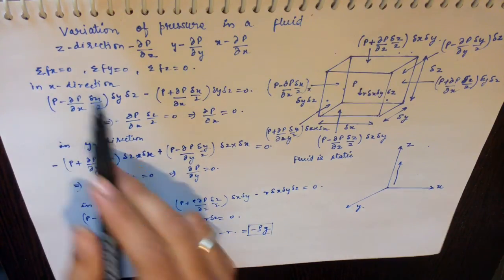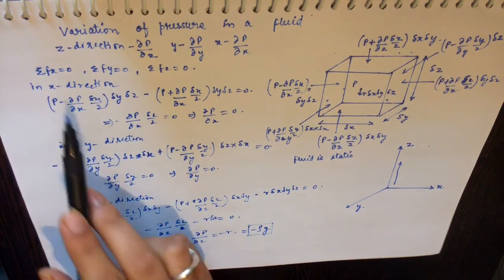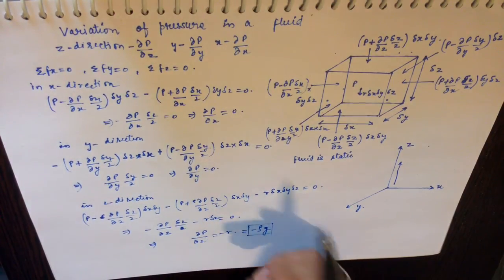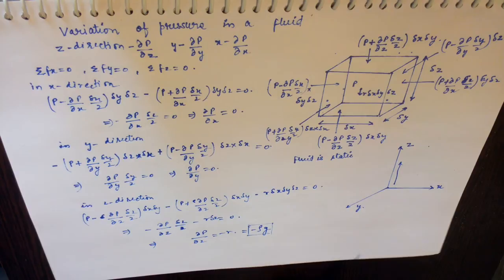So we have talked about the x direction, y direction and z direction. In the x direction the pressure variation is 0 in a static fluid. In the y direction too the pressure variation is 0, but when we move in the z direction, the rate of pressure variation comes to be gamma. Okay, so this is all about pressure variation. Thank you.